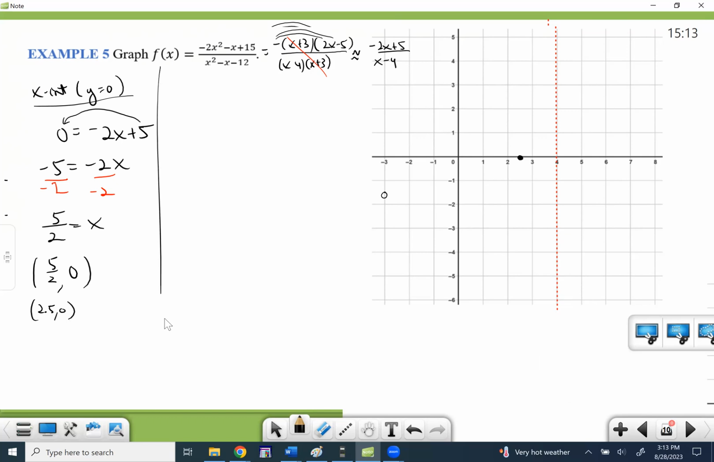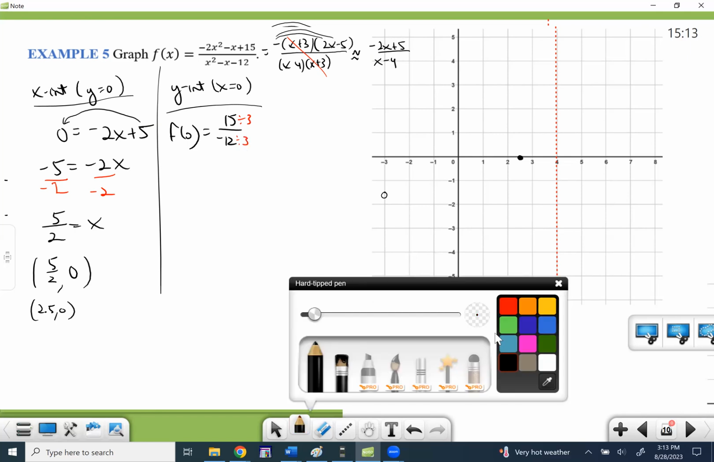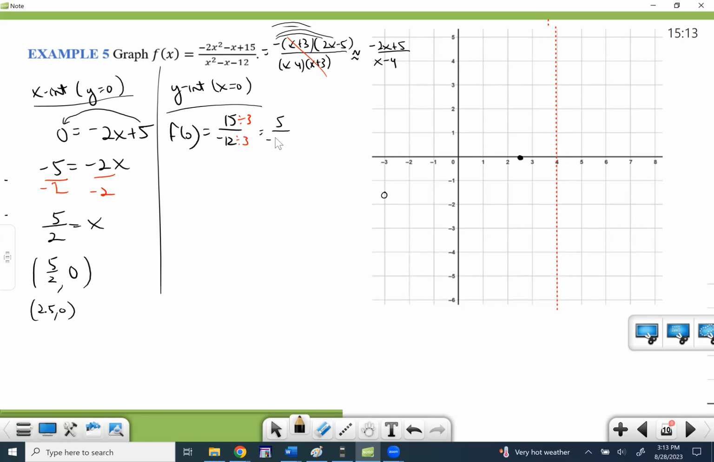All right, let's get our y-intercepts. So for our y-intercepts, we're going to let x be 0. In the original, that's the easiest spot because it'll annihilate this, annihilate that, annihilate this, annihilate that, and you'll just have the 15 over negative 12. So we would get 15 over negative 12, which if you divide by 3 to everybody, you would get 5/4, right? So it looks like 0, negative 5/4, or 0, negative 1 and 1/4.